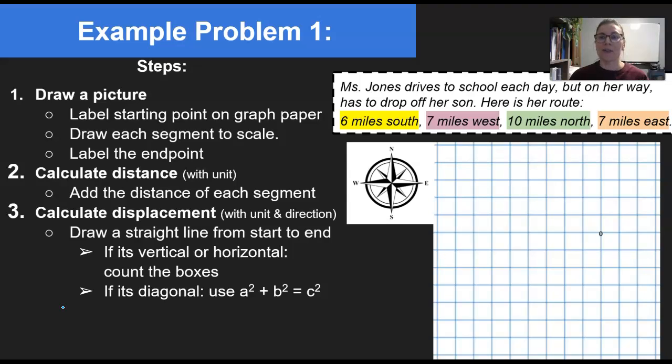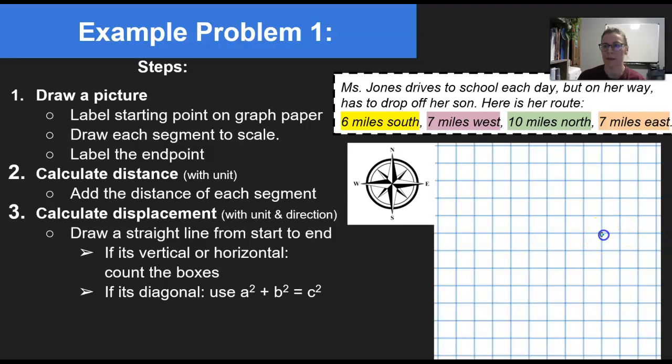All right, we're going to look at 2 example problems for these notes, and we're going to do lots more examples throughout the week. Here's a summary of the rules that you just copied into your notebook, and we're going to solve this problem right here. Miss Jones drives to school each day, but on her way has to drop off her son. So here is her route.